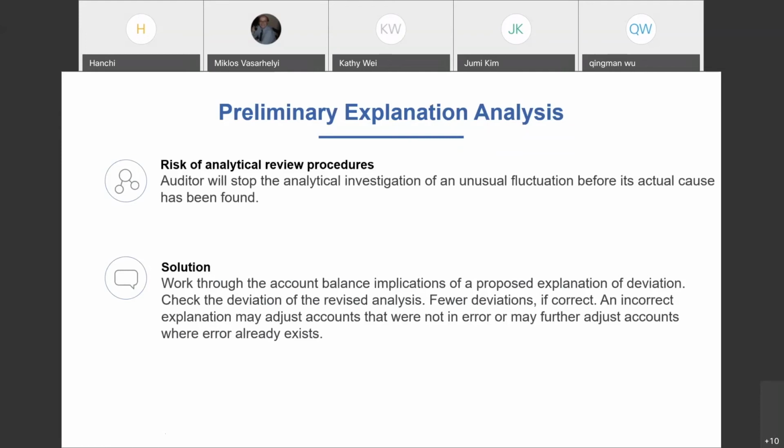If we find there is less deviation, then we should know that our hypothesis is correct. If it's incorrect, it may adjust accounts that were not in error, or may further adjust accounts where errors already exist.